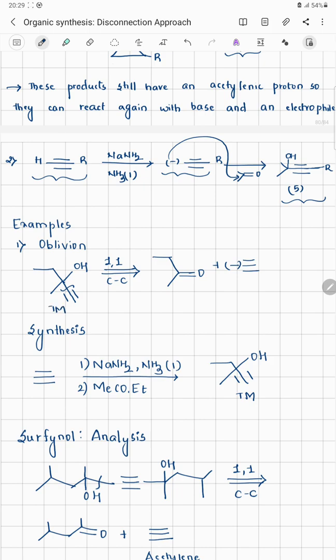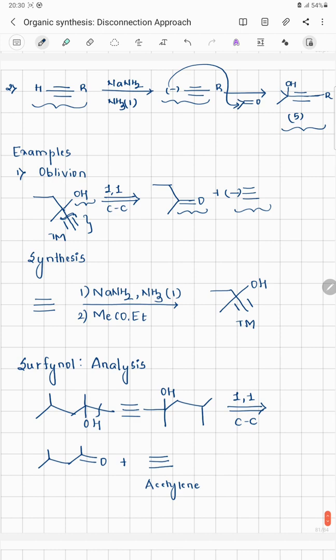This is called an oblivion system. It consists of an OH and an acetylenic system. I can easily cleave it as an acetylenic system, so that I will have a carbonyl carbon and an acetylenic system. Why can we cleave it easily? Because OH can be converted into a carbonyl carbon through 1,1 C-C disconnection, and the acetylenic system can be easily substituted, because an anion can be generated on the acetylenic system.